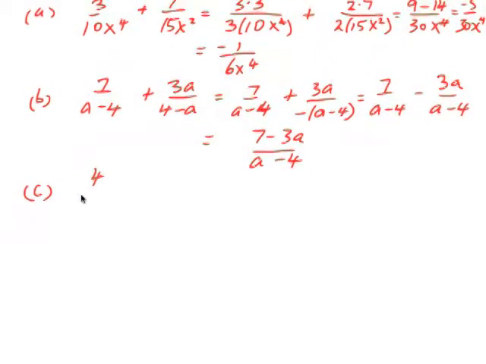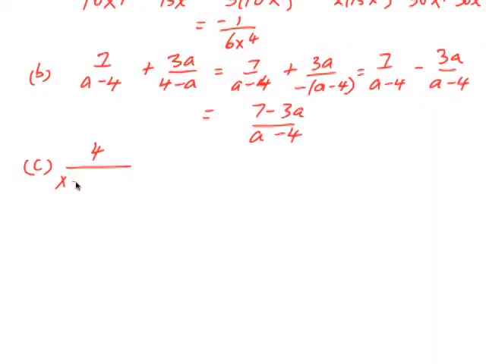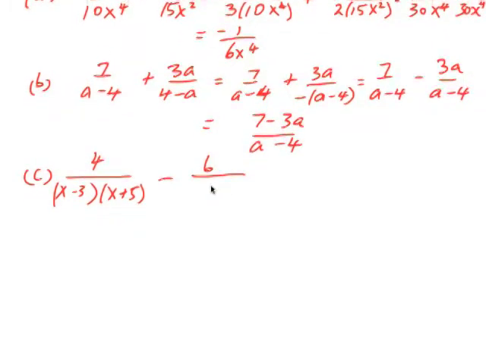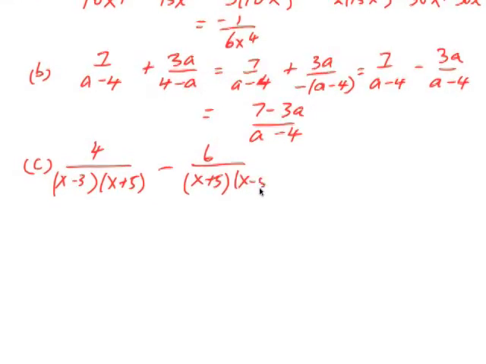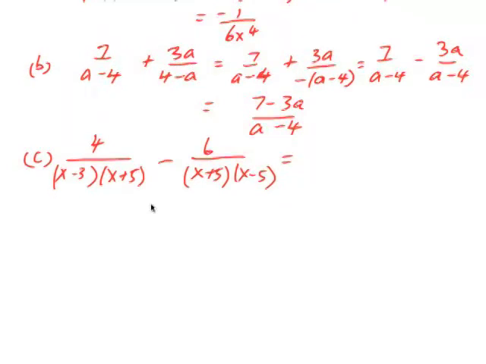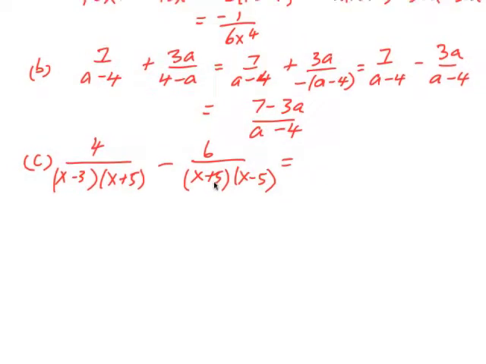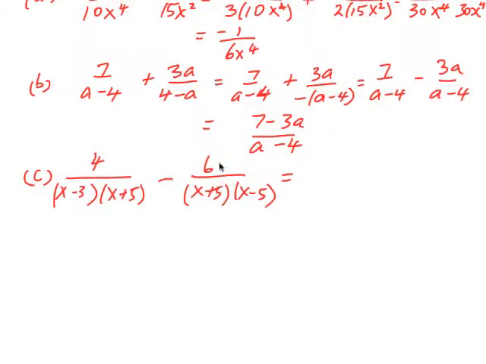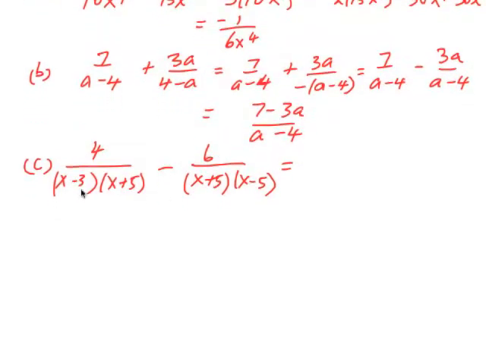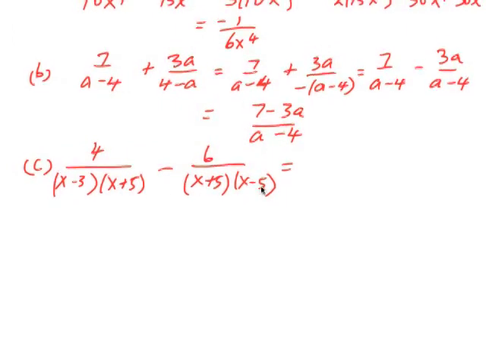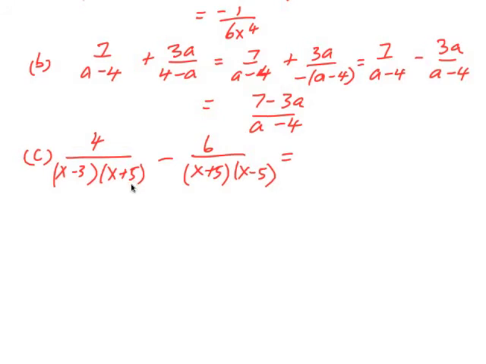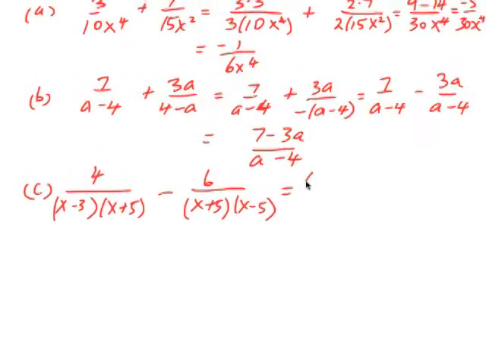Alright, let's look at the next one. Let's suppose I have 4 divided by x minus 3 by x plus 5, and we're going to subtract 6 over x plus 5 by x take 5. Now we're looking for a common denominator here. We have an x minus 3, but we don't have one here. So we're going to have to multiply this one, the top and bottom, by x minus 3. Here we have an x plus 5, we have an x plus 5 here, so that's okay. Here we have an x take 5, but we don't have an x take 5 here, so we're going to have to multiply the top and bottom here.